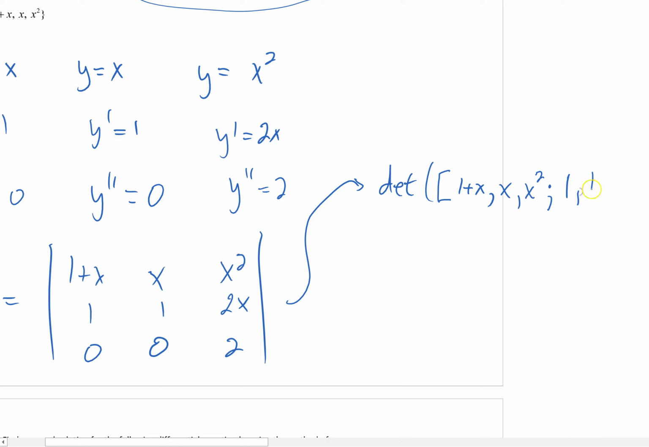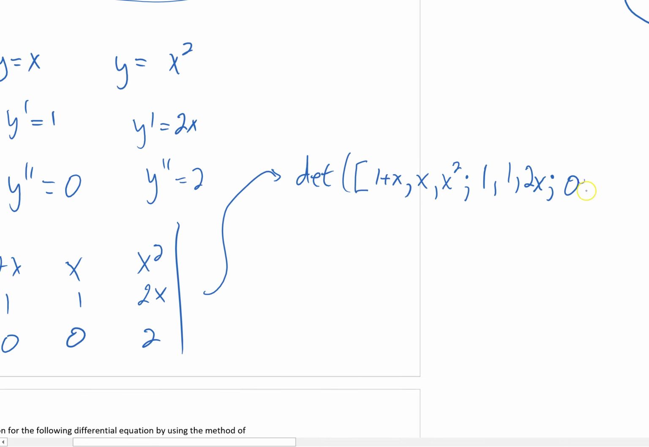Then we'll go 1, 2x. We need another semicolon, second 9. Finally, we'll have 0, 0, 2. Close your bracket. The bracket is second divide. Close your right parenthesis. That's right above the 8. This thing, if you work it out, you should see that you will get a 2. And because that's not equal to 0, you can say that we have linearly independent solutions.